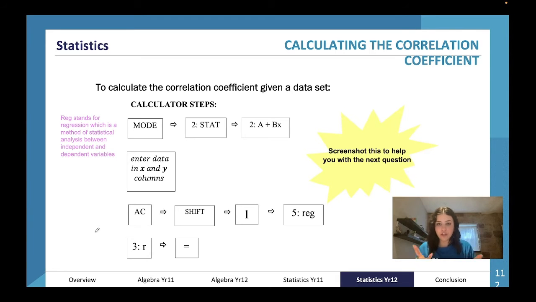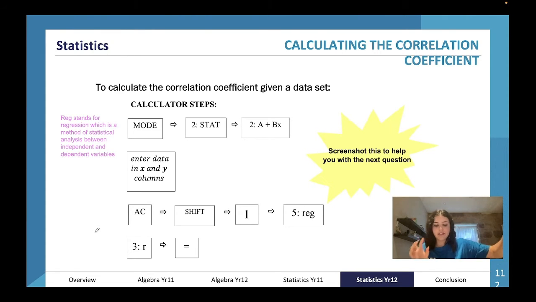I want you to do the following. X is 190 equals, 170 equals, 150 equals. Take your cursor or your little controller, move it to the top of the Y column. I want you to do 60 equals, 40 equals, 20 equals. I want you to hit on or AC. I want you to hit shift 1, 5 for regression, 3 for correlation coefficient, equals. 1. Perfect positive correlation. Okay, 20 seconds, screenshot that.